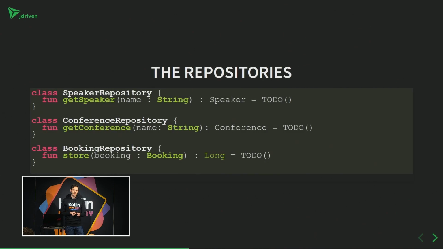So we can start by defining a few repositories where to get data. In this case, we have a repository that can get a speaker, a repository that can get a conference, and a repository where you can store a booking, which is booking a speaker for a conference. Very simple, you don't have to think too much about it. And that one will return a long, which is the booking ID.